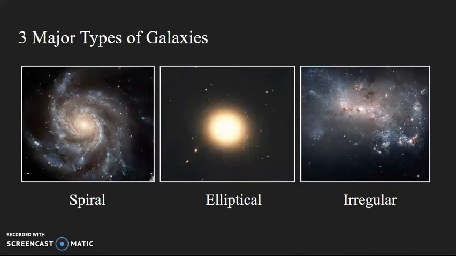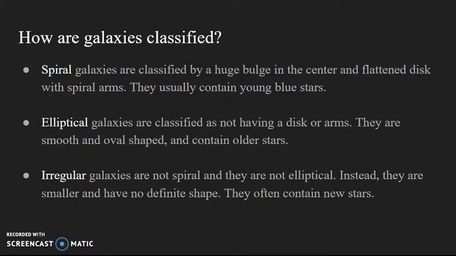The three major types of galaxies include spiral, elliptical, and irregular. How are galaxies classified? Spiral galaxies are classified by a huge bulge in the center and a flattened disk with spiral arms. They usually contain young blue stars. Elliptical galaxies are classified as not having a disk or arms. They are smooth and oval-shaped and contain older stars.